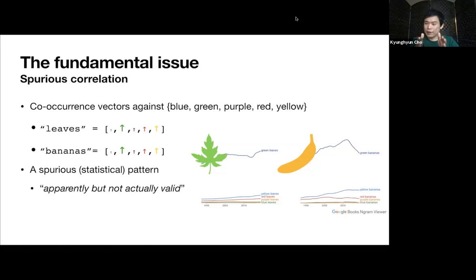In other words, this pattern or the association between the color names and leaves versus bananas exists, and it is visible and apparent, but it is actually not valid. So this statistical pattern that is spurious is giving our statistical machinery a wrong idea of the meanings of these individual words, in particular, in this case, leaves and bananas.